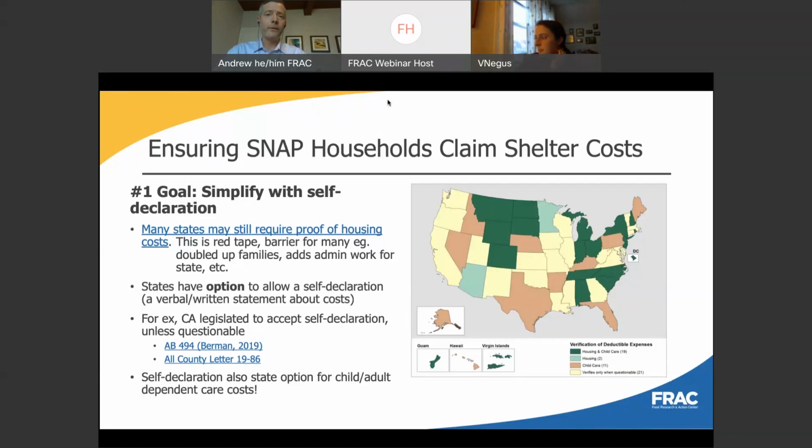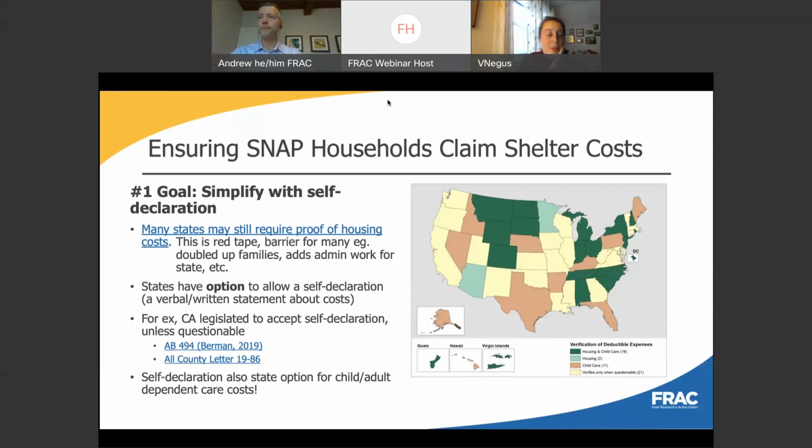I linked to the legislation and the implementing letter, and I would also point to the administrators in California, the County Welfare Directors Association and the California Department of Social Services, who have been great partners in working with the advocates. It's been a really wonderful partnership to maximize and make this deduction meaningful and accessible for eligible households. Thank you, Vicky. Thanks, Andrew.